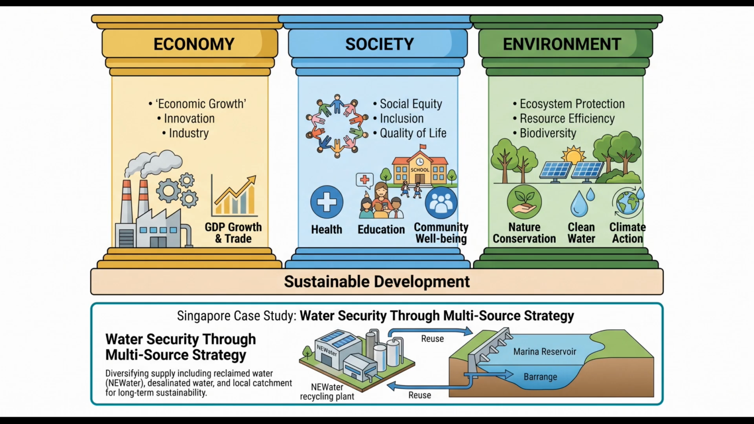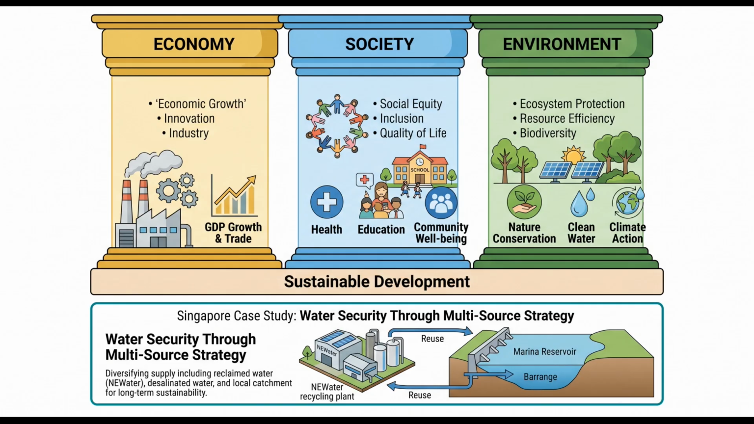Look at the Singapore example at the bottom of the screen. Singapore has no large rivers, no natural aquifers, and very limited land. Yet it maintains reliable water security for nearly 6 million people. How? NEWater recycles used water. Desalination plants convert seawater. Reservoirs collect rainwater. Water pricing discourages waste. The result: economic growth continues, communities have stable access to water, and the environment is managed carefully. That is, all 3 pillars, economy, society, and environment, working together.